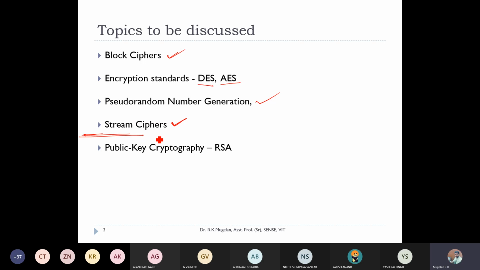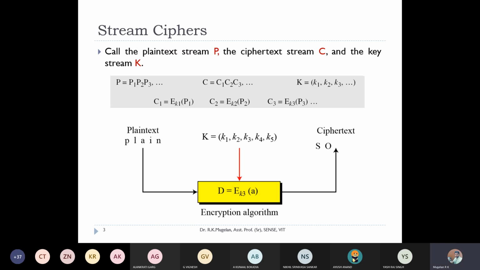Whereas the RSA crypto system comes under asymmetric key cryptography, also called public key cryptography. I don't know on what basis they kept it in the syllabus in this module. Actually speaking, it should not be present in this module. From the syllabus point of view, we will be discussing RSA also with this module 3. So to start off, we'll go with the stream ciphers.